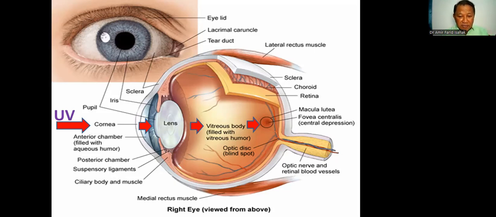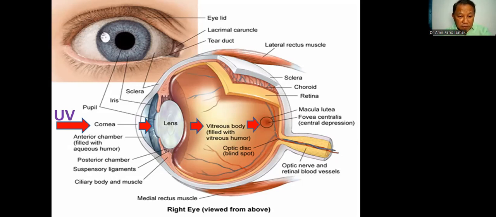If you look at the cross section, and this is a cross section cut horizontally, that means it's viewed from above. The right eye viewed from above. So you have the cornea in front, then the light, but here I stress that where the light can go through, the harmful UV rays also can go through, the same path. They're talking about the light going through, but with the light comes the harmful ultraviolet rays.